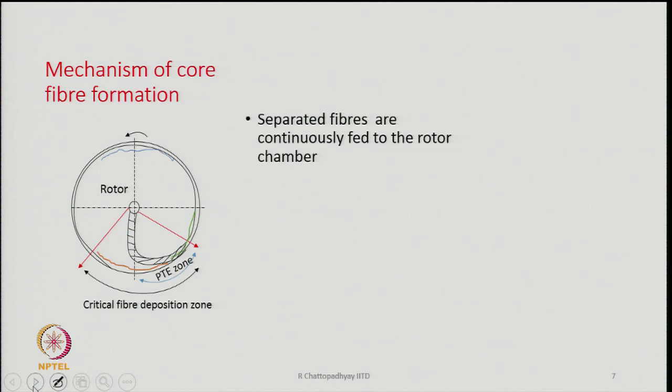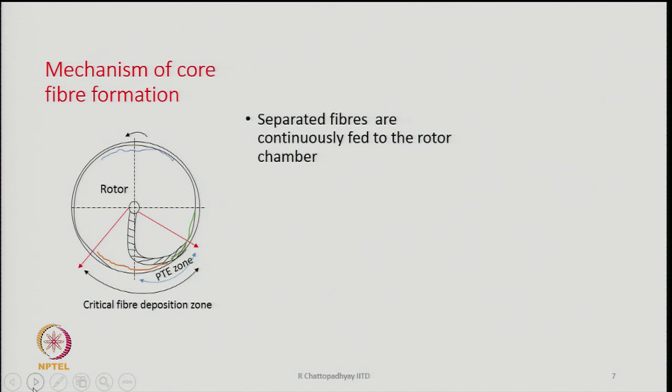Now, the point is how these fibers are formed. So, the mechanism of formation is something which we need to know, because we will see what role these fibers play in deciding the properties of the yarn. And therefore, if we want to regulate or control the property of a yarn, then we have to regulate or control the formation of these fibers.